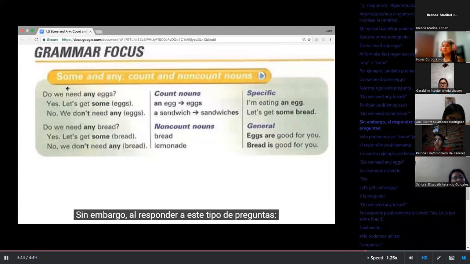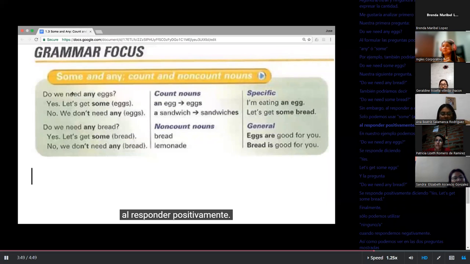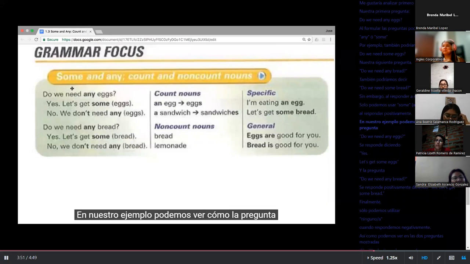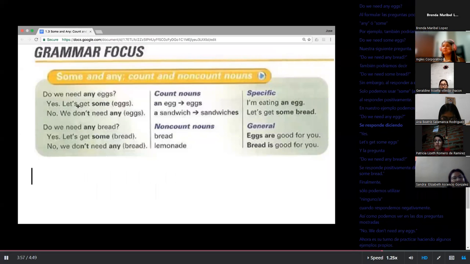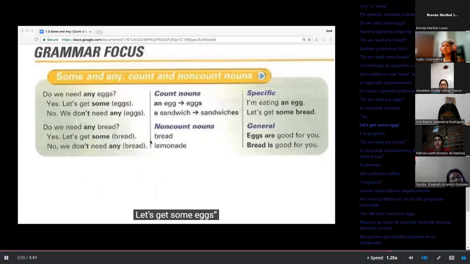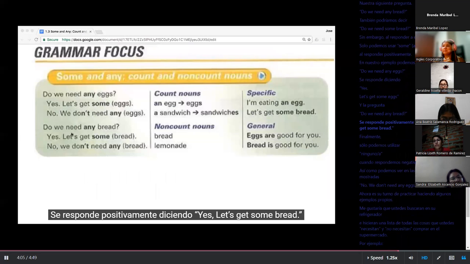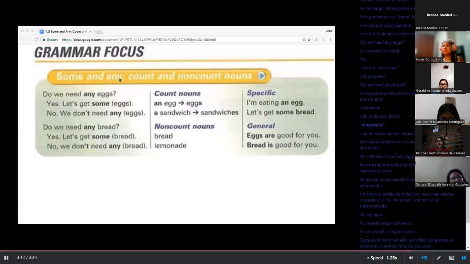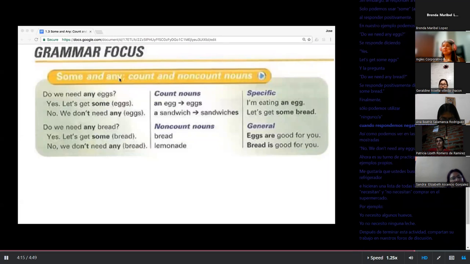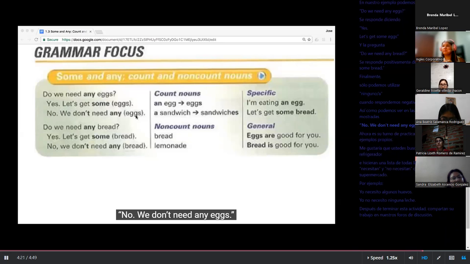However, when responding to these type of questions, we can only use some when responding positively. In our example, we can see how the question, do we need any eggs, is answered by saying, yes, let's get some eggs. And the question, do we need any bread, is answered positively by saying, yes, let's get some bread. Finally, we can only use any when responding negatively. So as we can see on both of the questions displayed, no, we don't need any eggs.